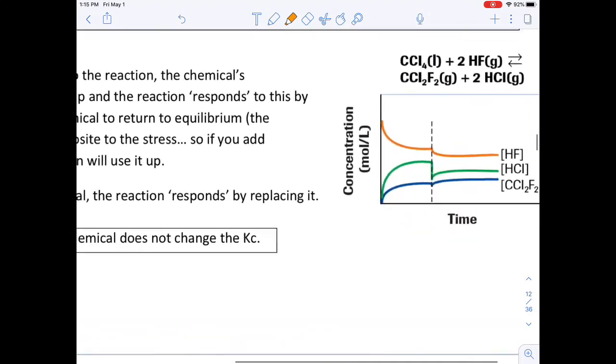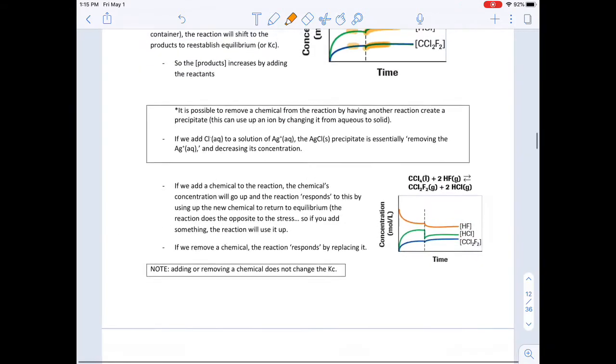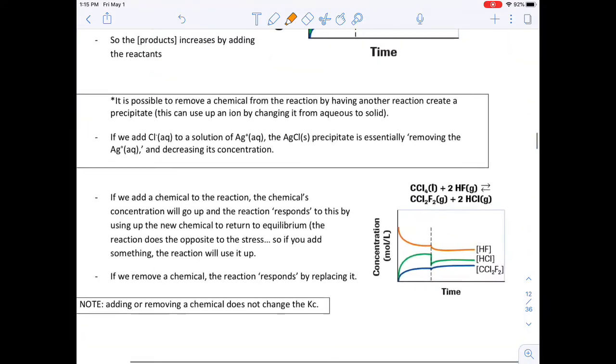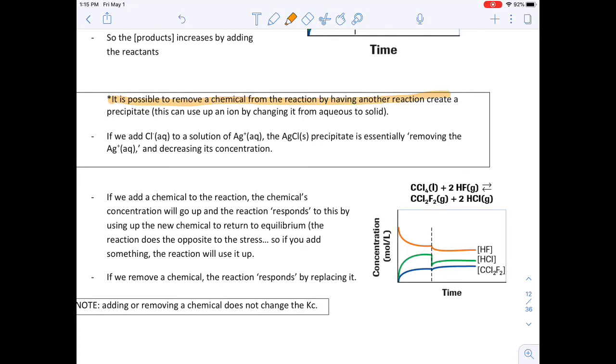Now, it is possible to remove a chemical. So this is a harder thing to create. So it's possible to remove a chemical from a reaction. And often this is done by making it into a precipitate. So if you made something into a solid, then it no longer has a molar concentration. And a common way to do this is by adding silver ions, if there's chloride, and then you get silver chloride precipitate. So if you can make a precipitate, you're removing that chemical from the system.